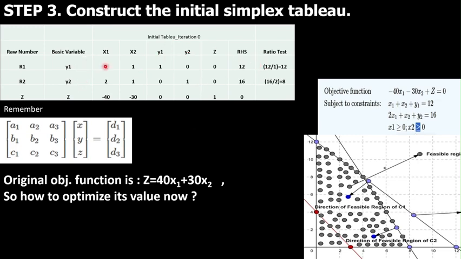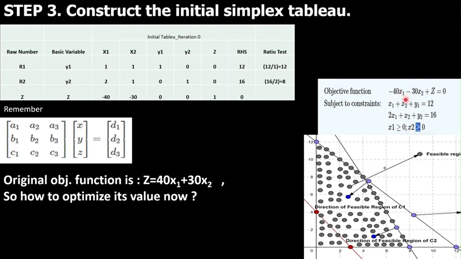To read this matrix, y1, or the basic variable listed in the column of basic variables, will have a value which is in the right hand side. So here we have y1 equal 12, y2 equals 16, z equals 0, and x1 and x2 equal 0, because as we said, we're starting at the origin. To confirm that this is a correct result, if we plug in x1 and x2 in any of the equations, it must be satisfied.